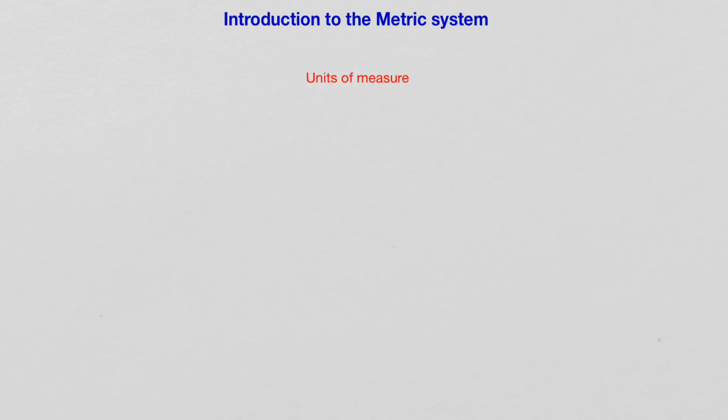So the metric system has two types of units of measure. We have basic units and we have derived units. So first, let's discuss the basic units of the metric system. In the metric system, there are certain quantities that are considered fundamental in nature and in their role of describing various phenomena. And so those quantities were assigned units of measure known as basic units.